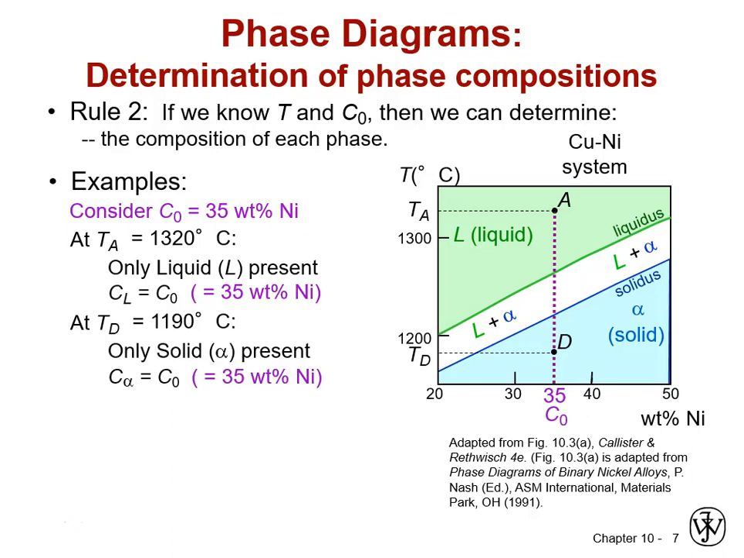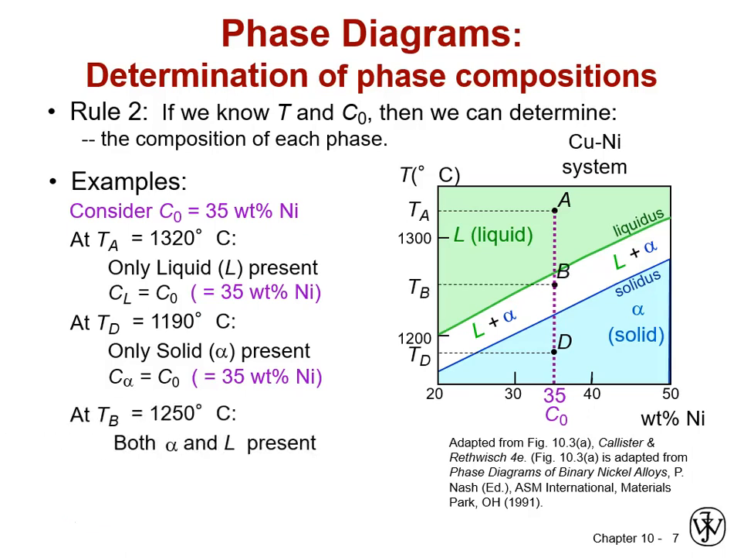Well, we went from one single-phase region straight through a two-phase region into another single-phase region. So we're at a cooler temperature, and rather than having liquid, we now have all solid, and since it's all one phase again, and we made that change at equilibrium, that has an average composition also of 35 weight percent nickel. But rather than being a liquid, it's C sub alpha, meaning that's the composition of the alpha phase. And that's the only phase we have.